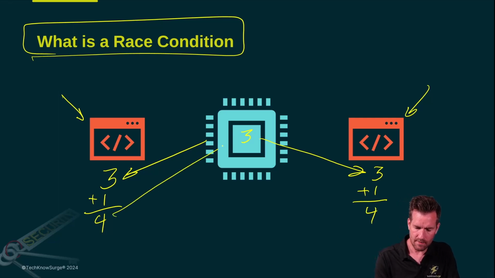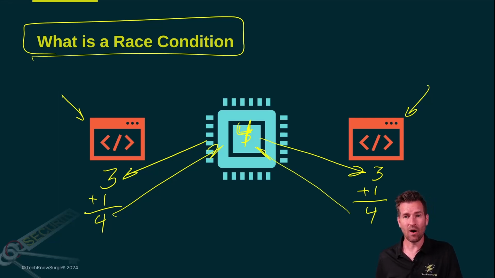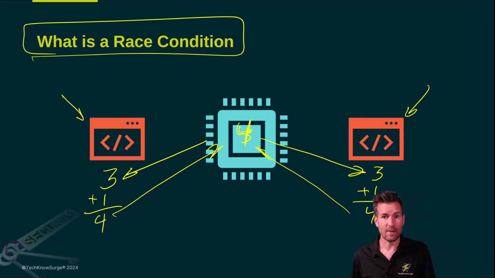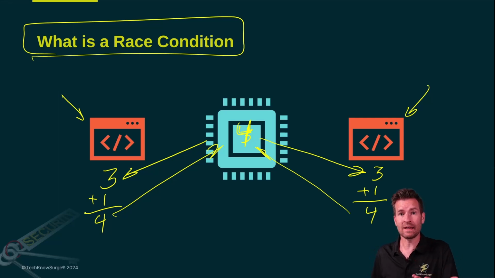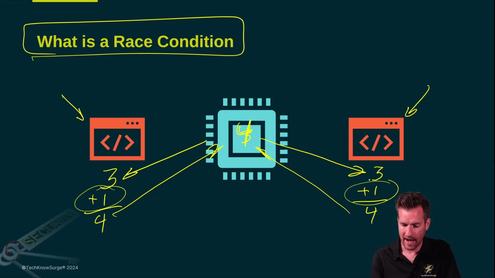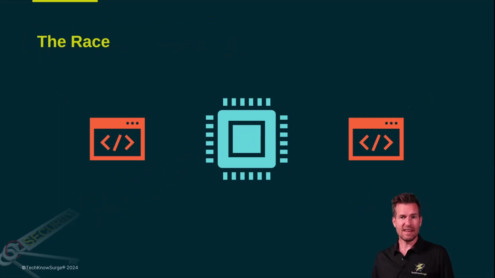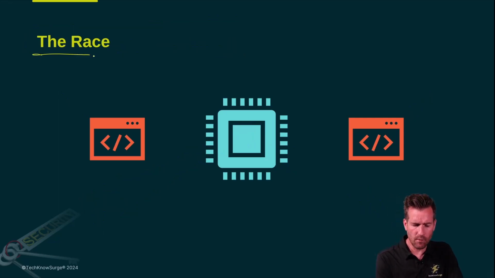So this program then puts back a 4, and there's a 4 stored here. And then this program puts back a 4. Now you've incremented this from a 3 to a 4. So you've just incremented it by 1, even though we should have incremented it by 2. And that's a race condition: they both tried to execute this process at the same time and caused the conflict.